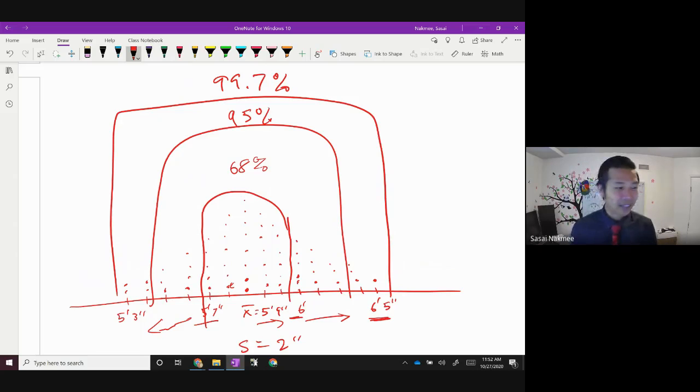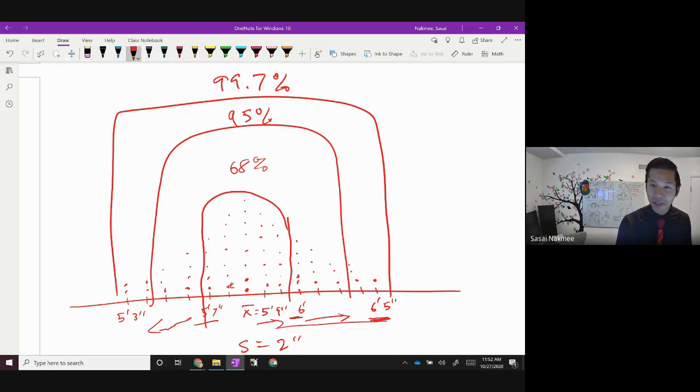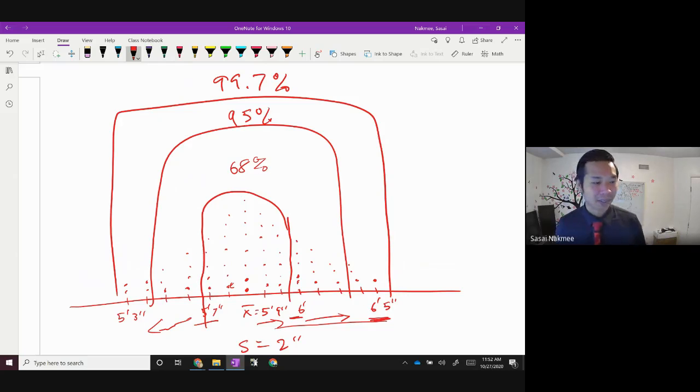But here's the thing: why is that not 100%? Why is that not 100%? Even though we know that 3 standard deviations away is considered very, very, very far, because of outliers. There are people who are way taller than 6'5", aren't there? And there are people who are way shorter than like 5 feet, right?